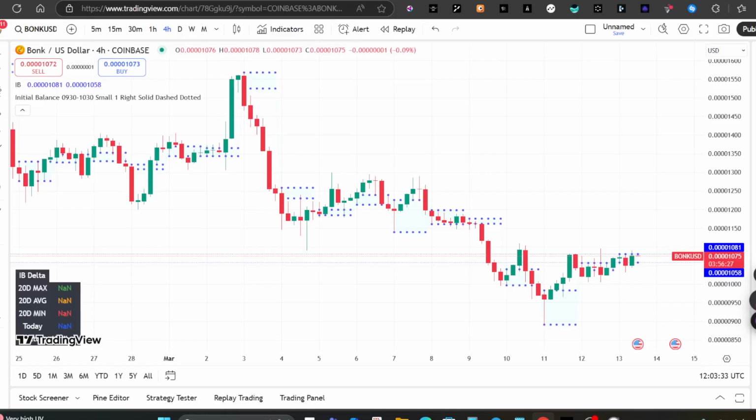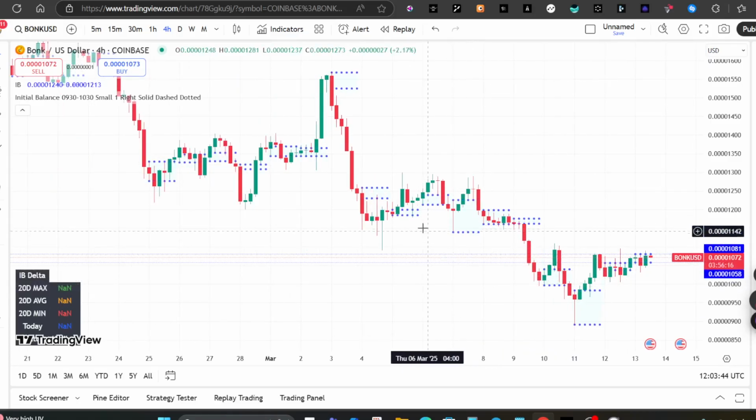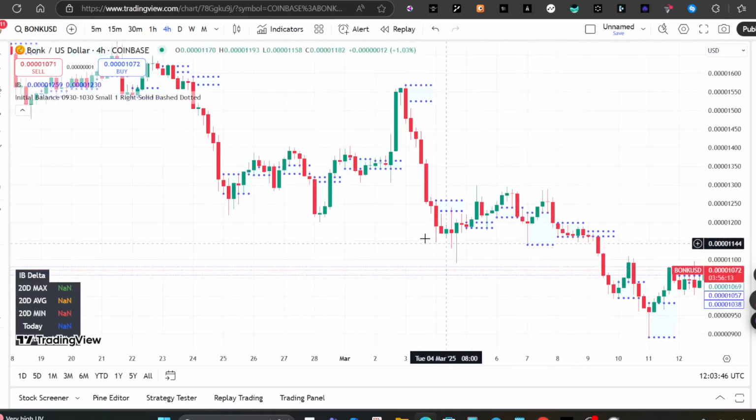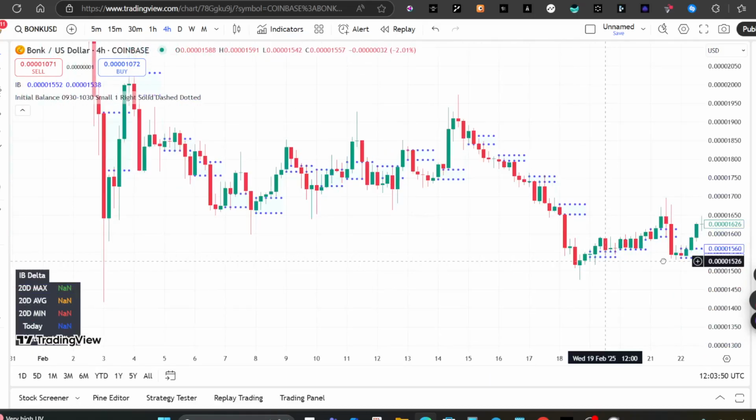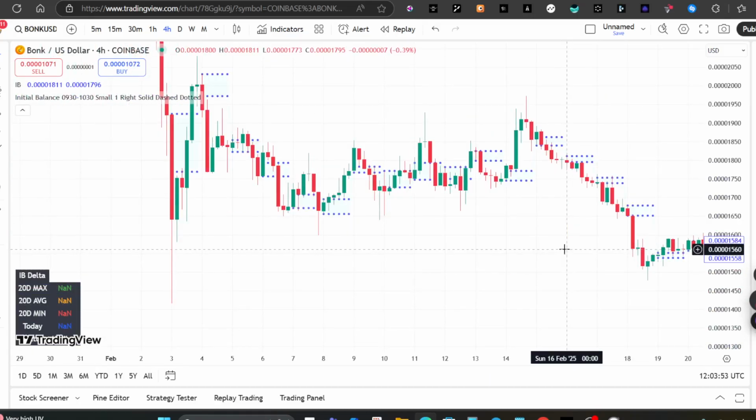So, what exactly is the initial balance, or IB for short? Simply put, it refers to the price range established during the first 1 or 2 hours of a trading session. In Forex, this would be the first 1 or 2 hours after the London Open or New York Open. In futures and stock markets, it's usually measured after the market bell.